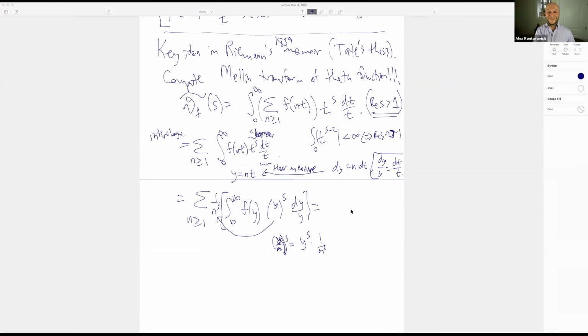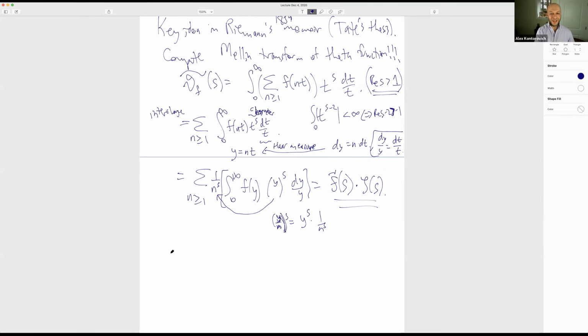Looks like a Mellin transform. Looks like a Mellin transform of f. And what's left over? Zeta. And that's it. That is the miraculous calculation, the beginning of the miraculous calculation. So this is for the real part of s greater than 1, where all of these things converge. That is the first miraculous calculation in Riemann's memoir. So far, so good?